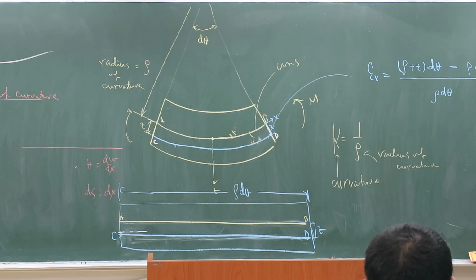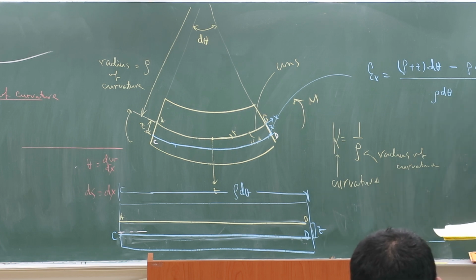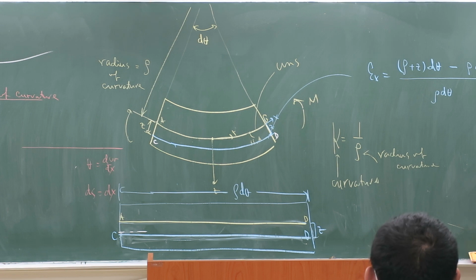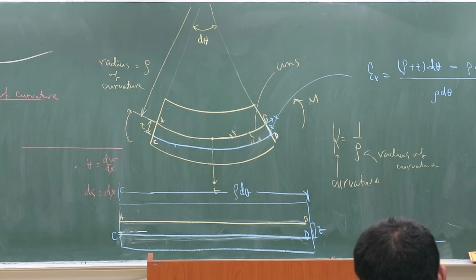So this can represent the strain of the fiber CD located at Z coordinates. Okay? Understand? Difficult. Why?